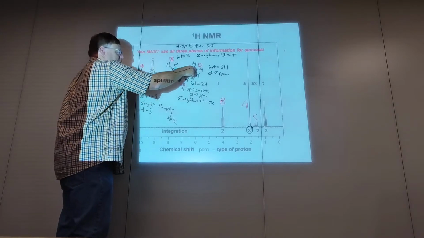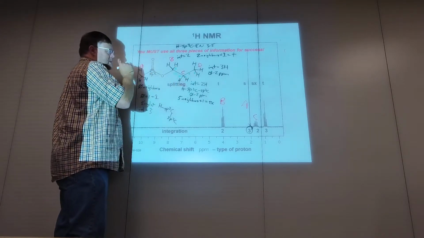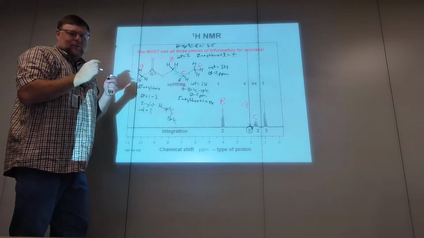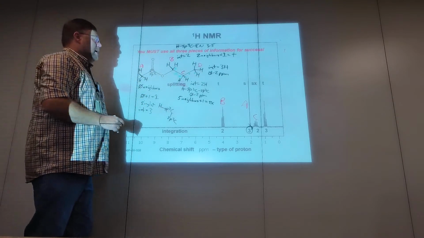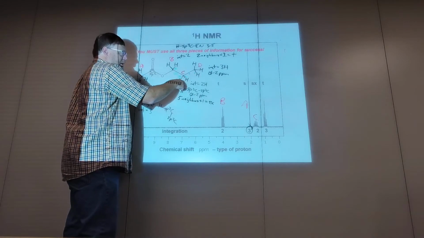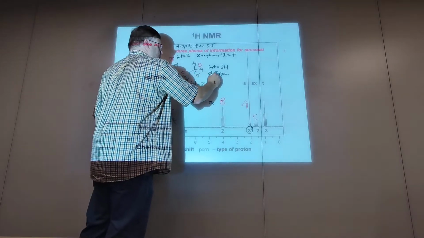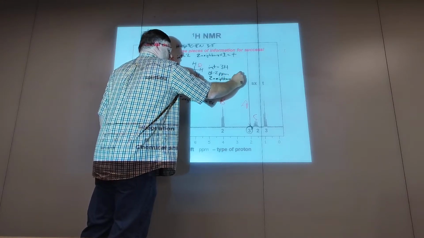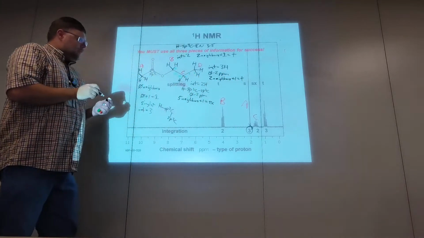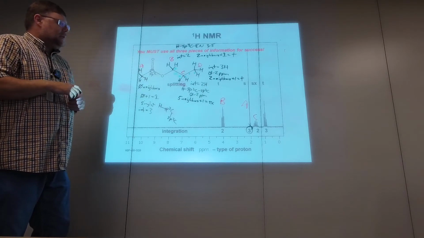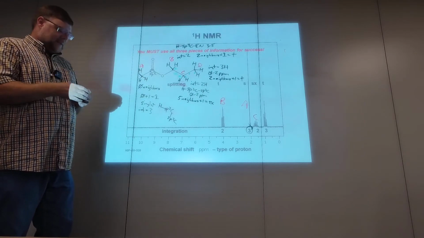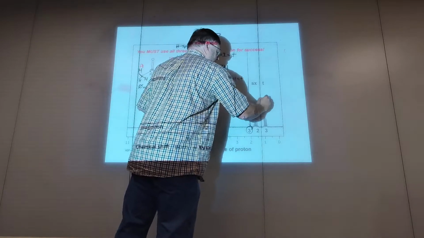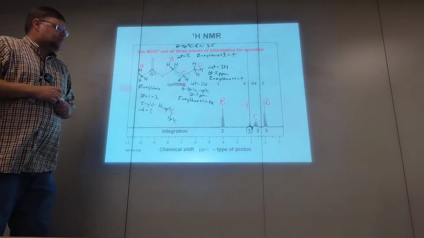1, 2, 3, 4 sigma bonds. So the little tiny magnets of B are a little too far away from D to really influence them. All right, so D has 2 neighbors. That'll give me a triplet. So protons D need to be a triplet that integrates for 3, somewhere between 0 and 2 parts per million. And that would be consistent with that signal.